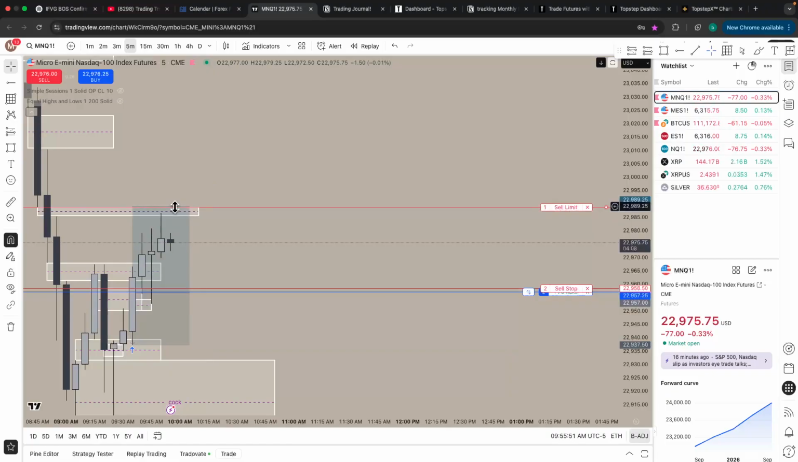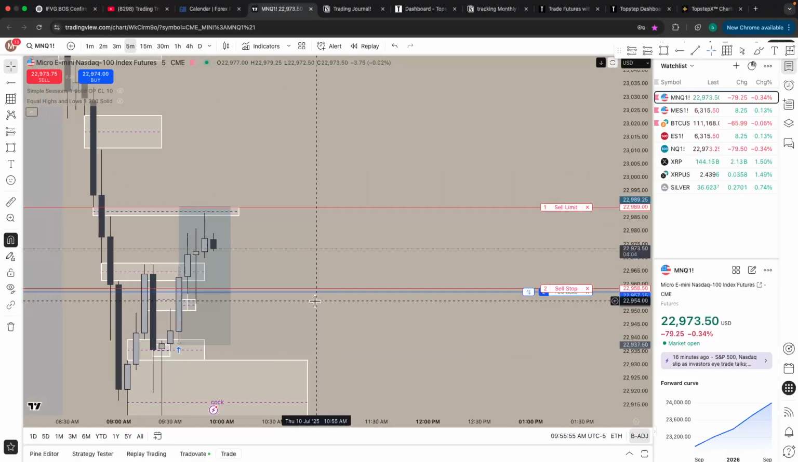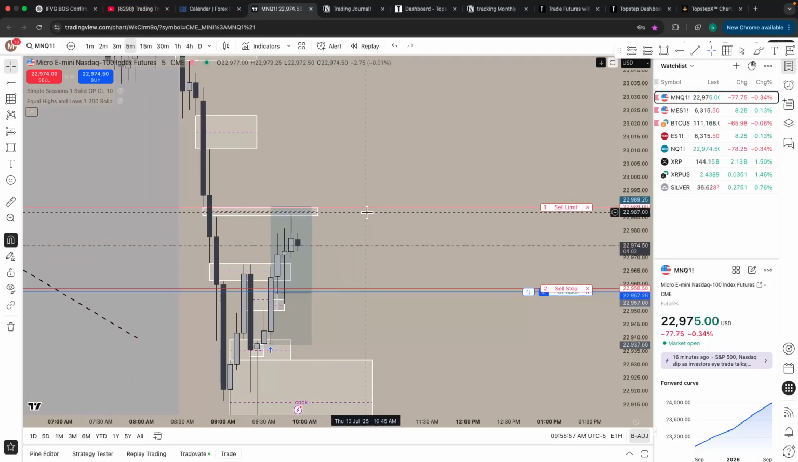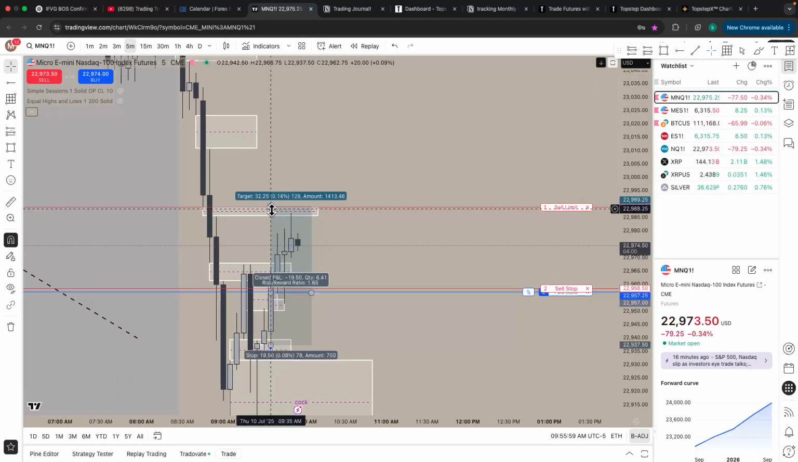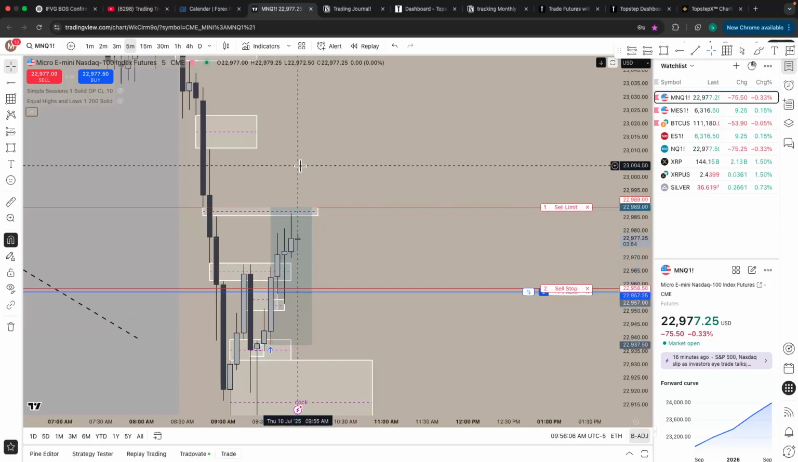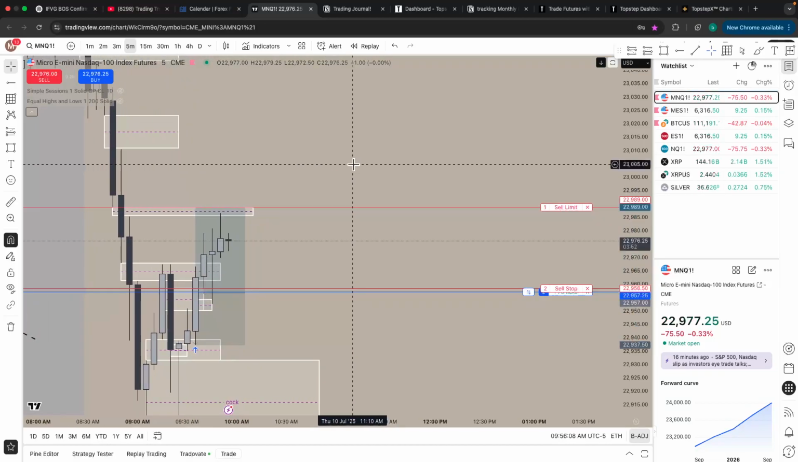Yeah, ideally, this inverses, but we'll see. I could have put my TP right here, but even the RR there is. One to ones, baby.